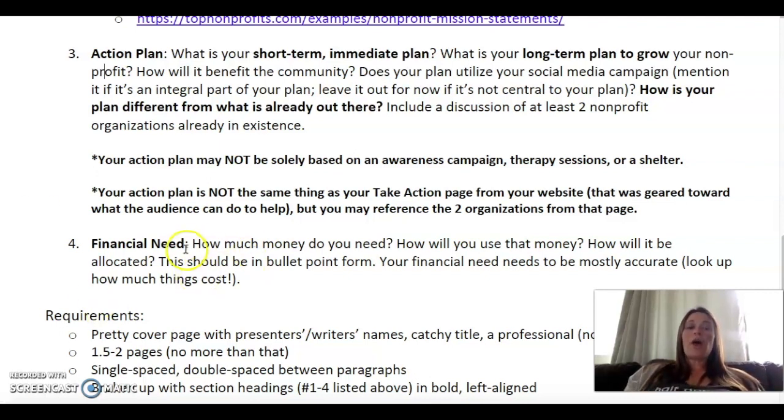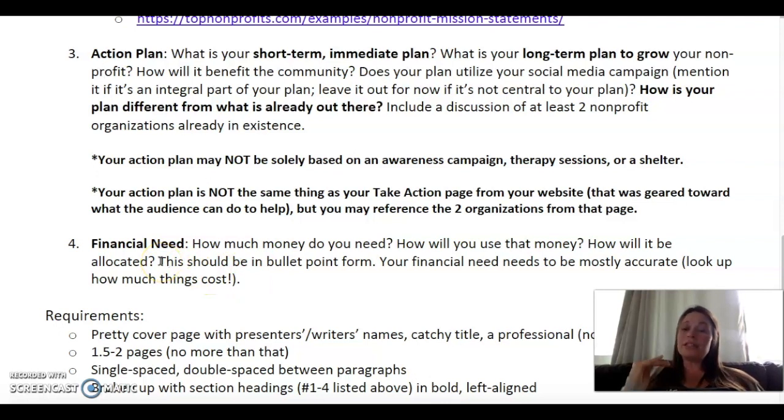Okay. So how much money do you need? That needs to be kind of a list. Okay. How will you use that money? Meaning, how are you going to allocate it? Let's say you're going to tell me that you need $50,000. Okay, what is that $50,000 going towards? Okay, again, you need to itemize it. You need to have kind of a list there. How will it be allocated? That's the same question. This should be in bullet point form.